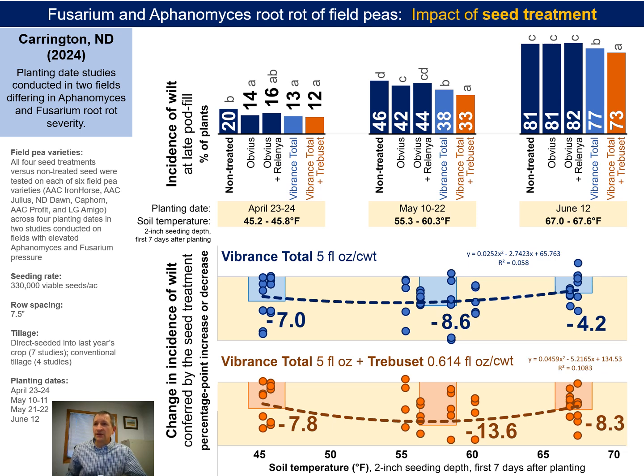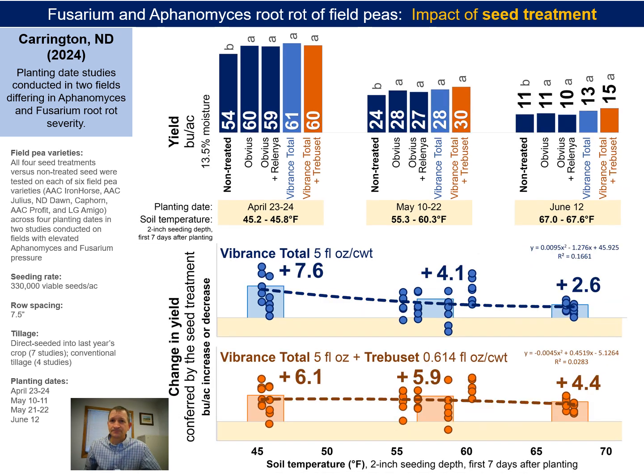Okay, so this product is clearly improving on the performance of Vibrance Total when you're planting in the warm soils. When you're planting in the cold soils, it's not doing much for you. But when you're planting in the warm soils, it certainly helps. And that translates into the yield data. You see that in those warmer soils, the addition of Trebuchet increased your yield gain conferred by the fungicide. In the really cold soils, it didn't help you. And that's what you'd expect.